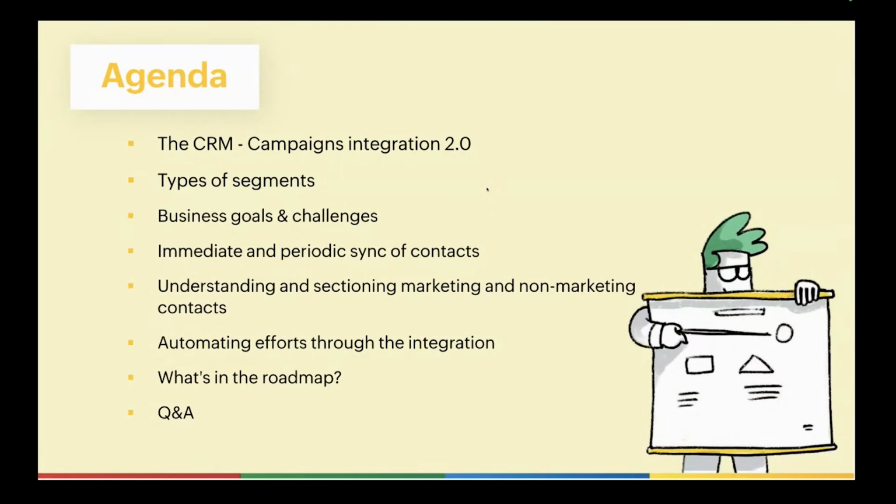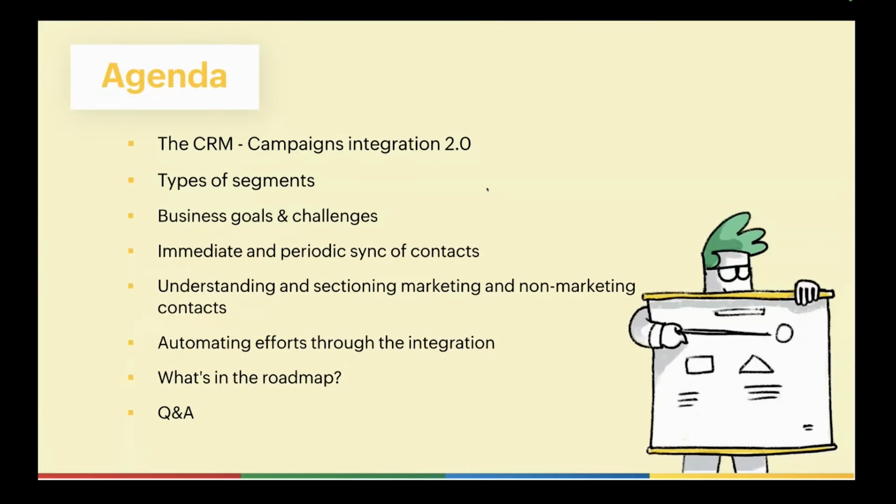If you have been using Zoho Campaigns in the past, you would have already seen that there is a new update, because right now you cannot integrate it directly with a particular list. You can only integrate the whole data within Zoho Campaigns. But we are going to discuss how you can then categorize it into different types of segments, how you can achieve your business goals, and how you can avoid the challenges.